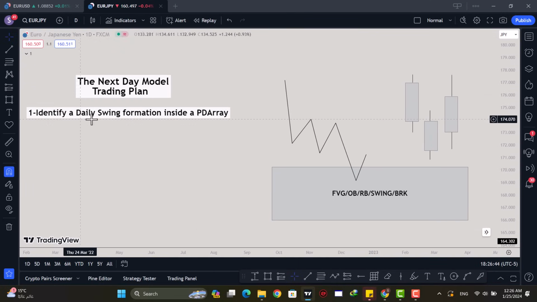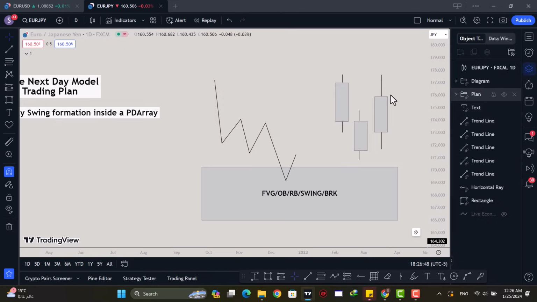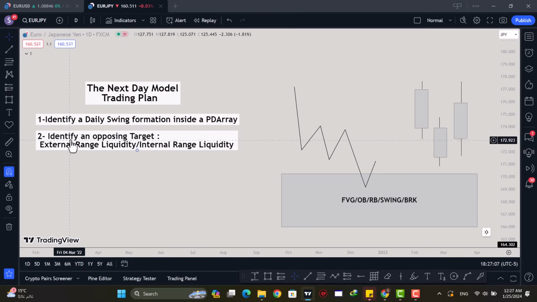So this is pretty simple for the first step. Let's move on to the second step. The second step is you need to identify an opposing target. I repeat, identify an opposing target. An opposing target meaning something here. This is the opposing target. The target can be an external range liquidity or it can be an internal range liquidity.